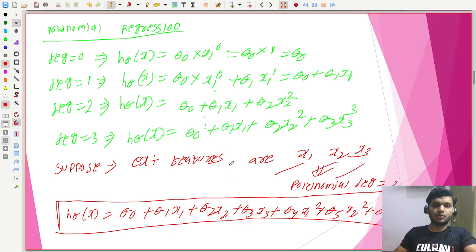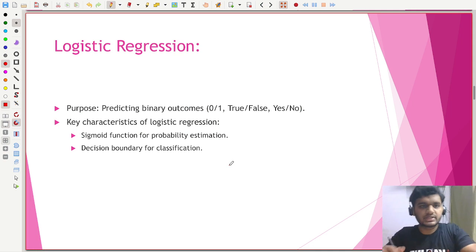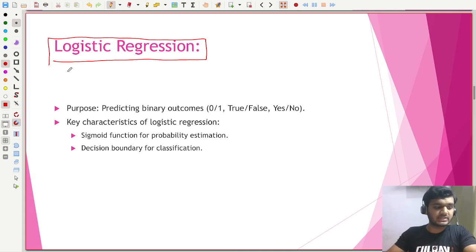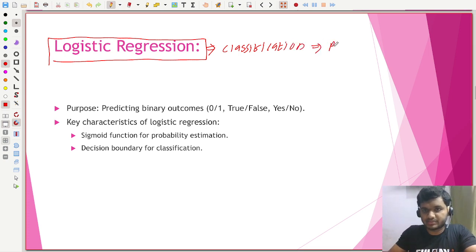Okay, so now we'll discuss logistic regression. It is not a regression algorithm. Many times it is confused, because many students assume that it is a regression algorithm, but actually it is not a regression algorithm, it is a classification model in ML. It is a binary classification.